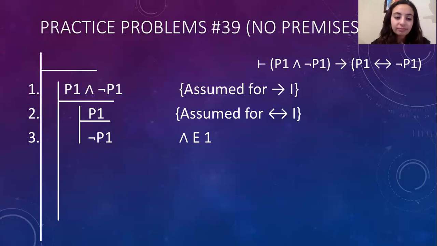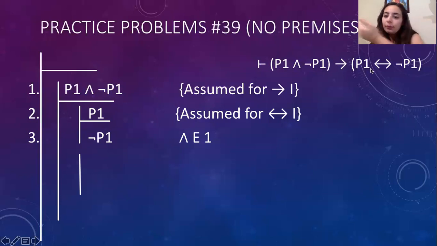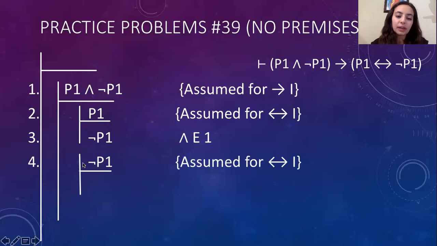Easy, right? I'm not done yet. I still need to do the second subproof for the biconditional. I have to assume now, so think of the biconditionals going both ways. So not only is it like the conditional from the left to the right, but it's also from the right to the left. That's why there's two arrows. So we assume P1, we got not P1, now I have to assume not P1 in order to get P1. And that's what I did over here.